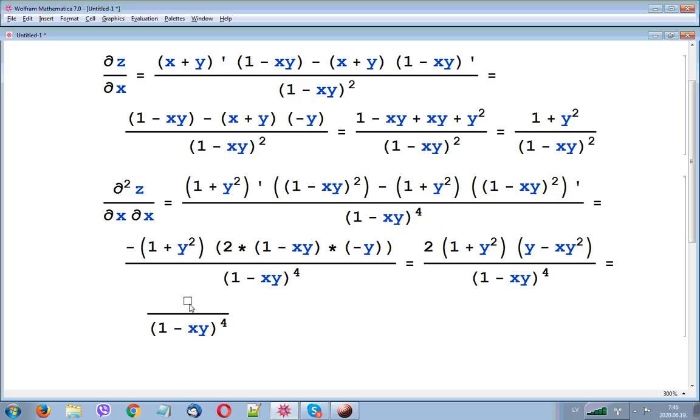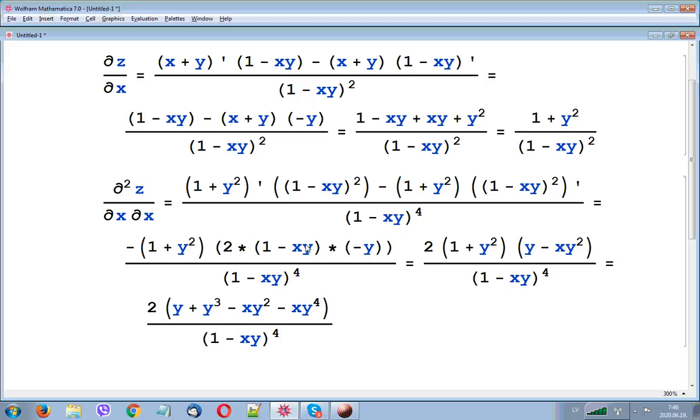Here it will be 2 plus, and here multiplied by y plus y cubed, minus xy squared, and here minus xy to the power of 4. So let us double check again.